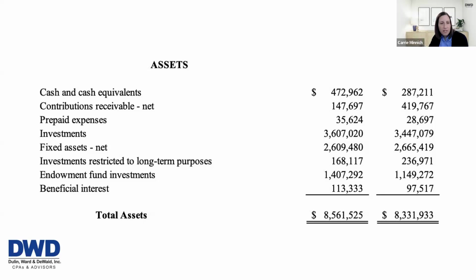Let's see what else. I think, again, that's beneficial interest, endowment funds, investments. Those are kind of similar to what I've already talked about. So again, how much cash do we have? Are we having any trouble collecting contributions? Investments compared to the economy? How are our fixed assets? Again, this total assets is kind of what your organization owns. We want to have a strong amount of assets to show what we own.